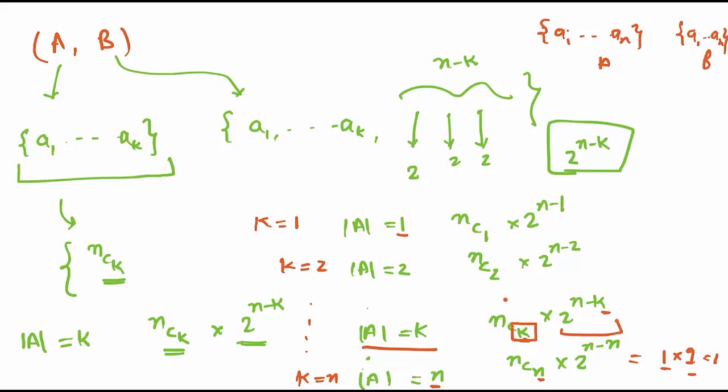And further, what are the possibilities for A itself? Because there need not be only one set for A. There might be multiple sets, multiple choices for A. So these are nCk choices for A if the cardinality of A is K, and 2 power n minus k choices for B, right?